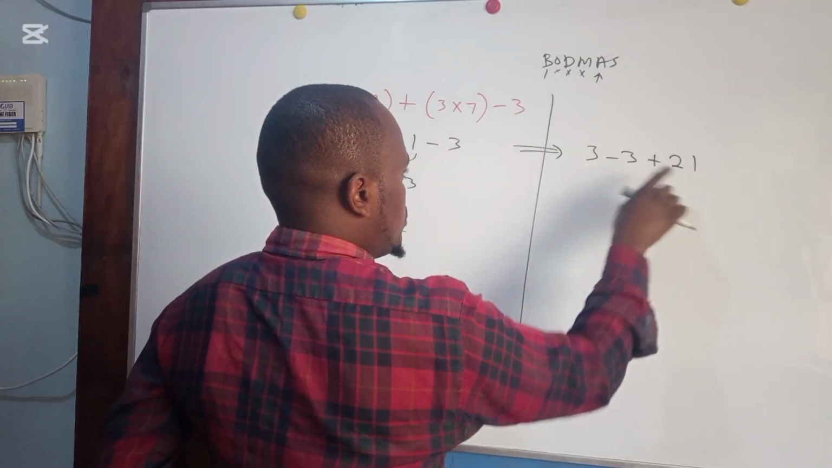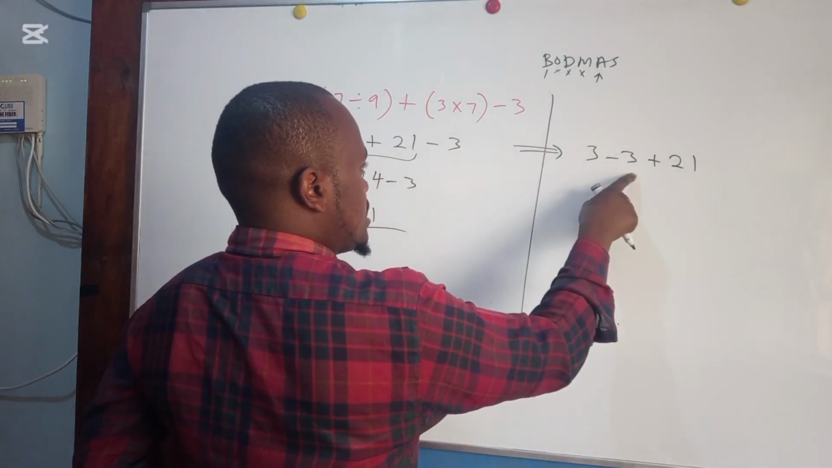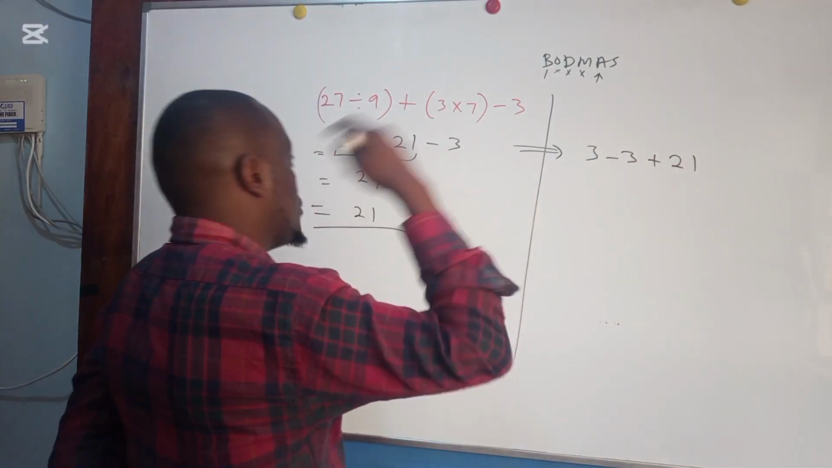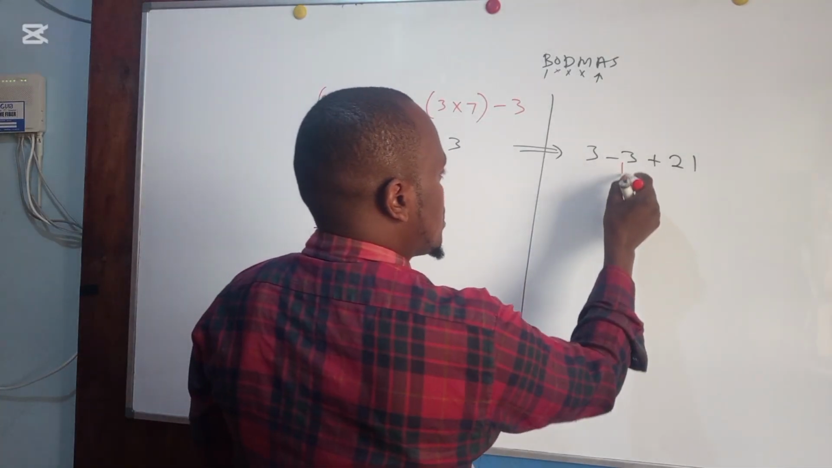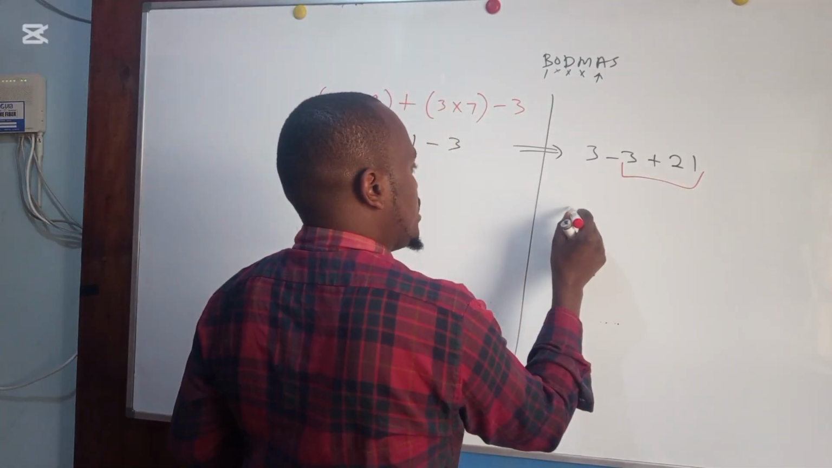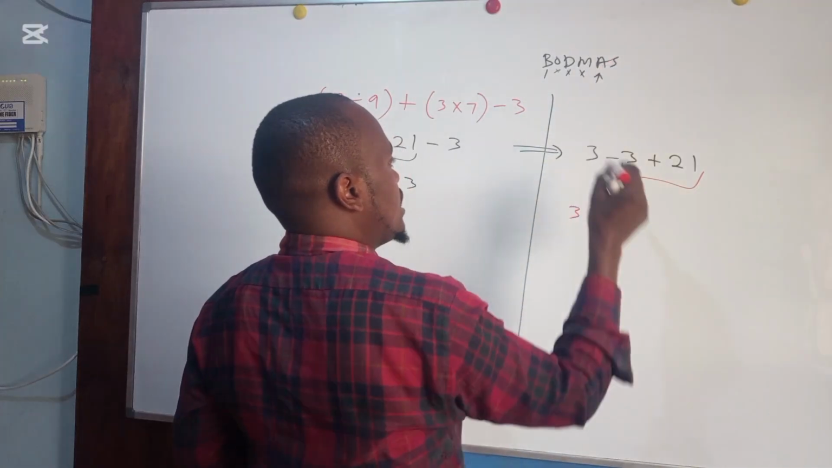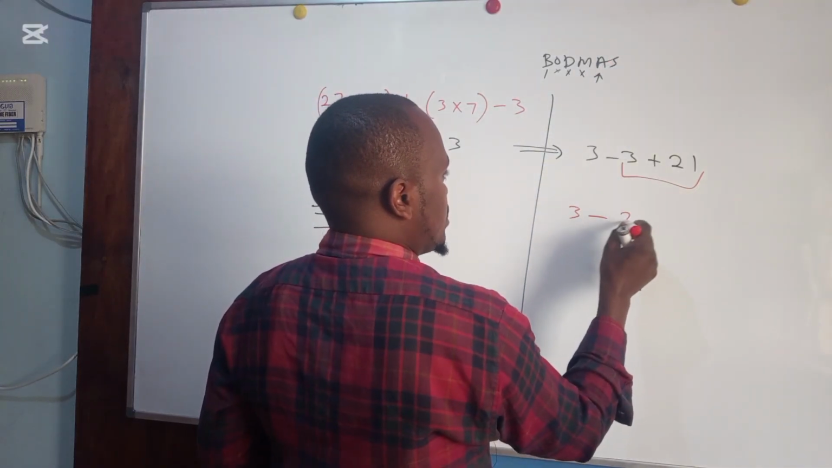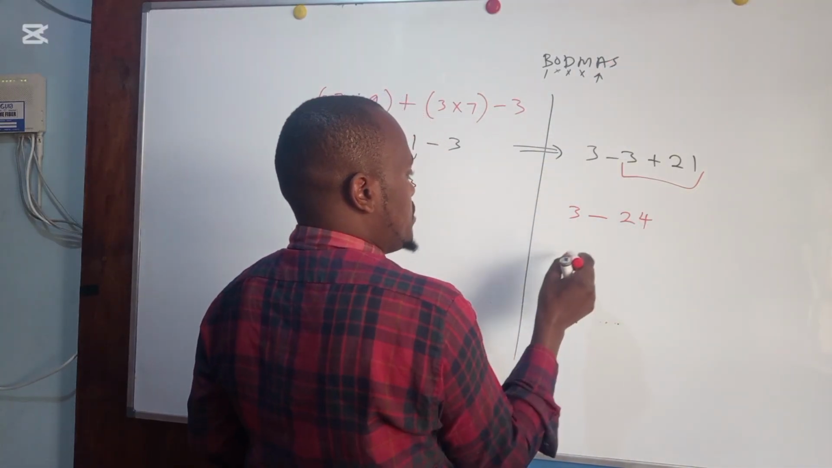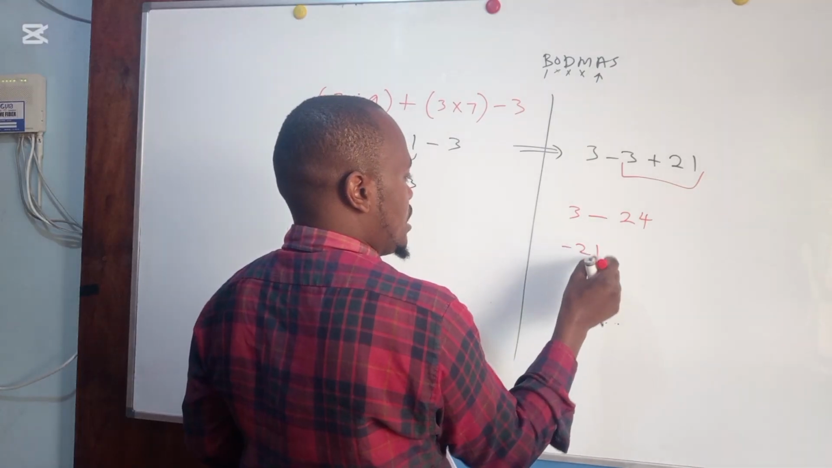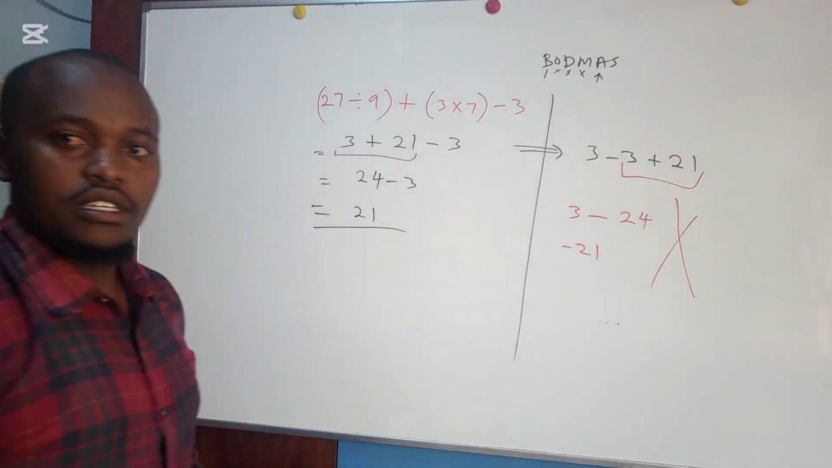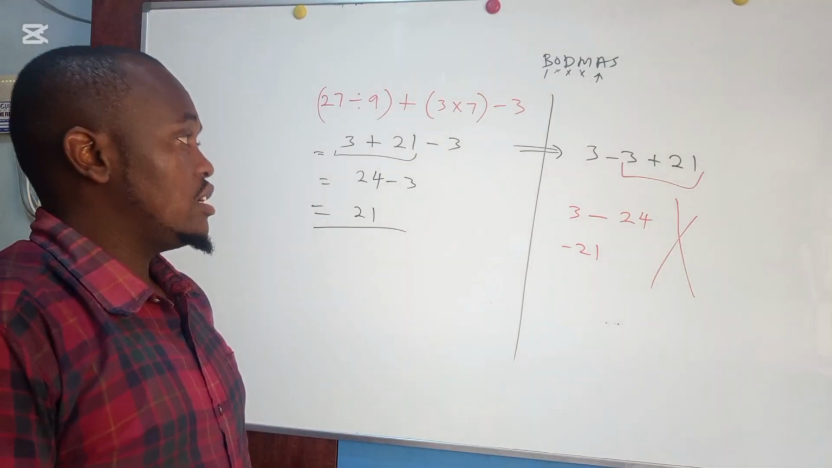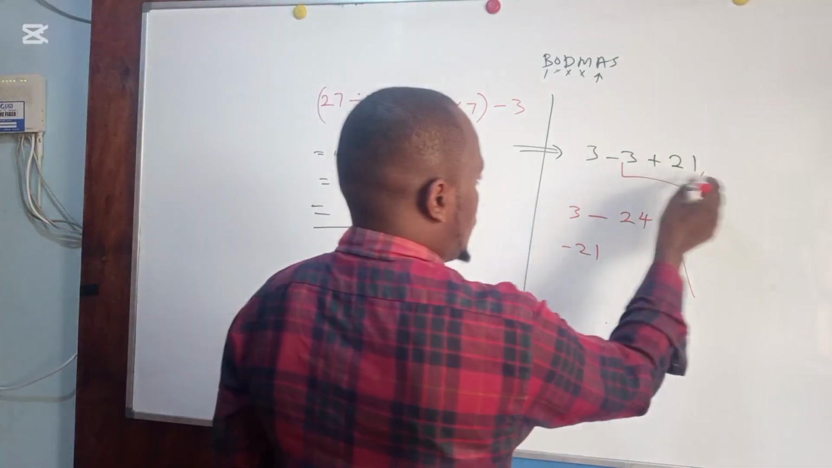If you do 3 minus 3, well, if you use this BODMAS and somebody comes and says let us do this, 3 minus, you begin with addition. Okay, let us add 24. Therefore 3 minus 24 is negative 21. This will be wrong. That will be very, very, very wrong. What are you supposed to do if you find yourself in this scenario?